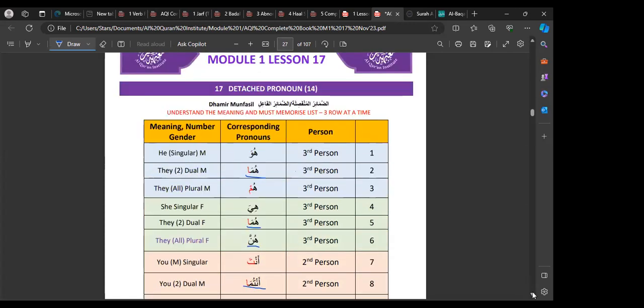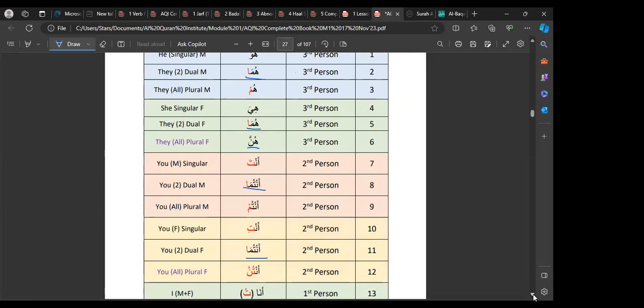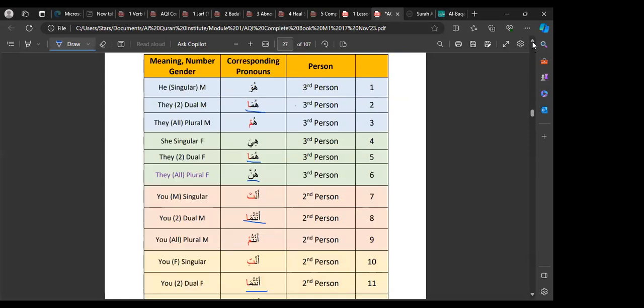I'm going to give you 1 minute to practice, and then I'm going to select some people to speak, inshallah. And I want you to say it like this: Huwa humma hum, hiya humma hunna, anta antuma antum, anti antuma antunna, ana nahnu. So just continuous flow of the chart.